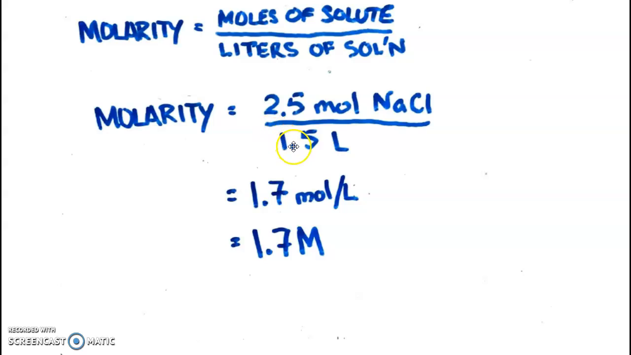And 2.5 divided by 1.5 works out to 1.7 moles per liter when we round to two significant figures, which is what we should be doing because we're doing division, and each of the measured values has 2 significant figures. We can abbreviate this either as moles per liter, or we can also simply call it 1.7 molar, abbreviated with a capital M. Molar and moles per liter, remember, mean exactly the same thing.